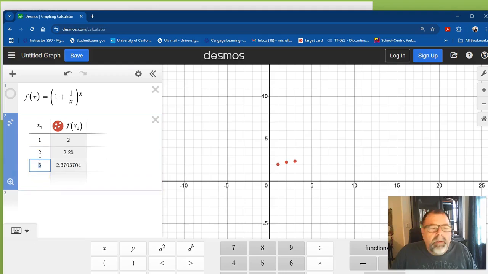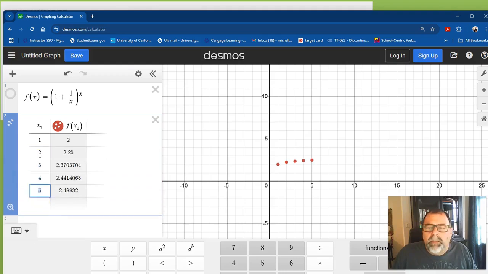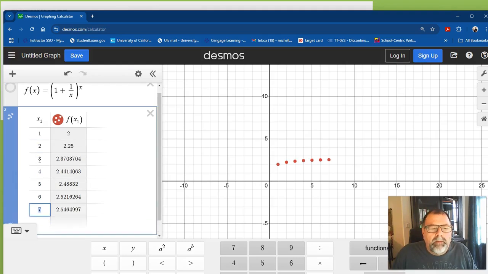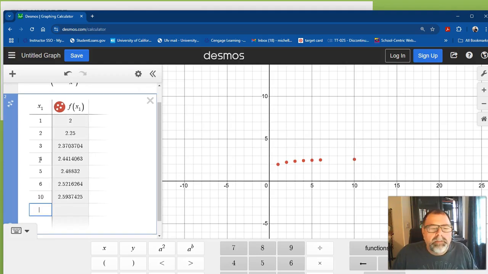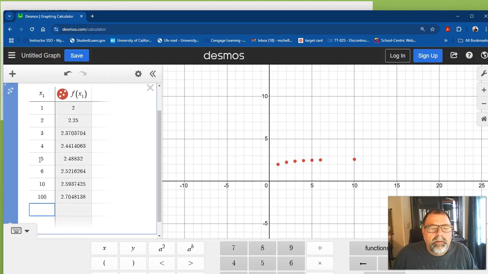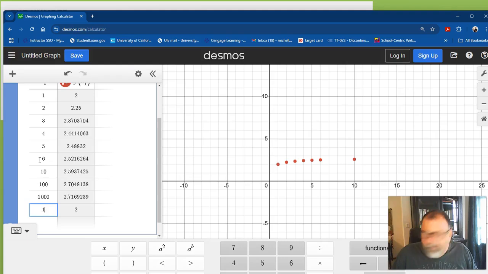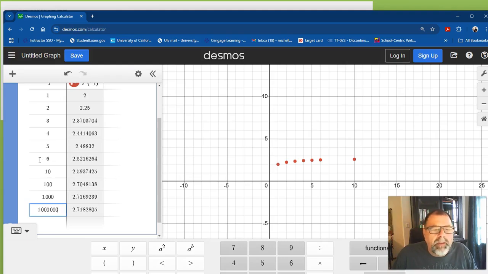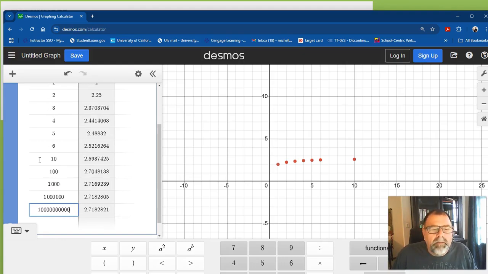And then if I put in 3, 4, you can see how that's growing. Okay, and then let's jump to 10. And you can see that's 2.5, now 100, 2.7, 1,000. So as we get larger and larger and larger, 1,000,000, or whatever that is. Yeah, that's 1,000,000, right? And then keep putting in zeros. And you can see it's kind of flattening out.